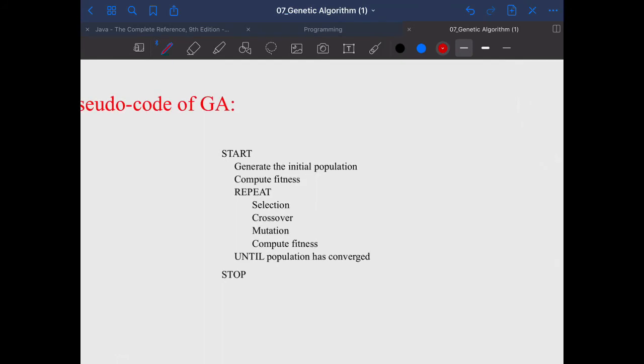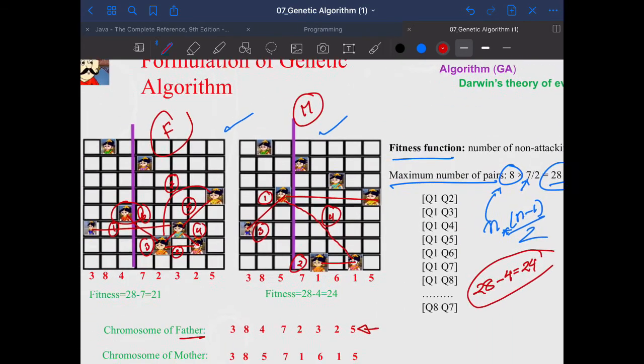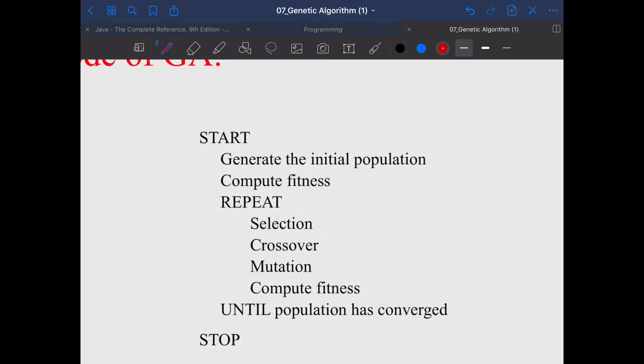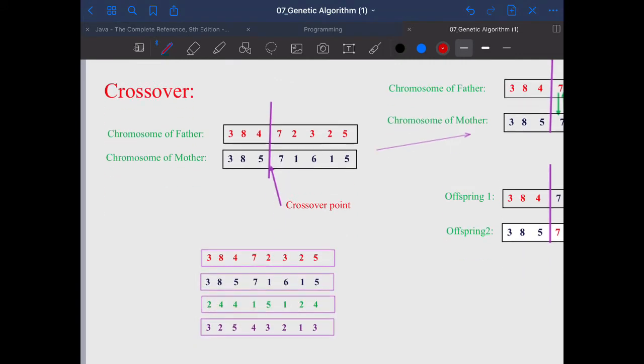Now this is the whole pseudocode of GA, or genetic algorithm. The first step is to generate the initial population. The population is basically the chromosome sequence that I talked about, and compute the fitness. So n into n minus 1 by 2, then you subtract the attacking pairs, and thus you get the fitness function. Then we do selection, crossover, mutation, and compute the fitness again and again until the process gives us the maximum fitness.